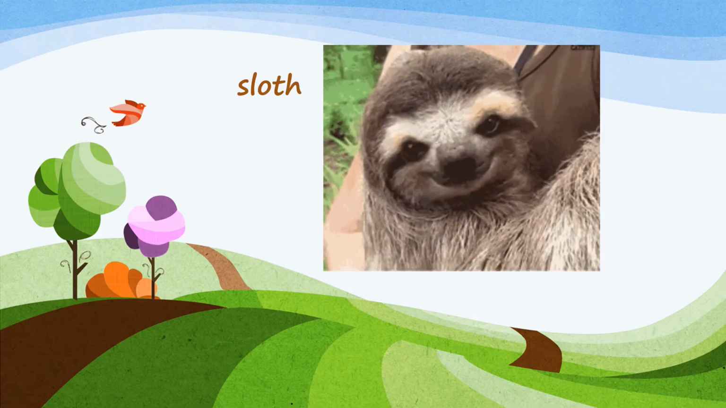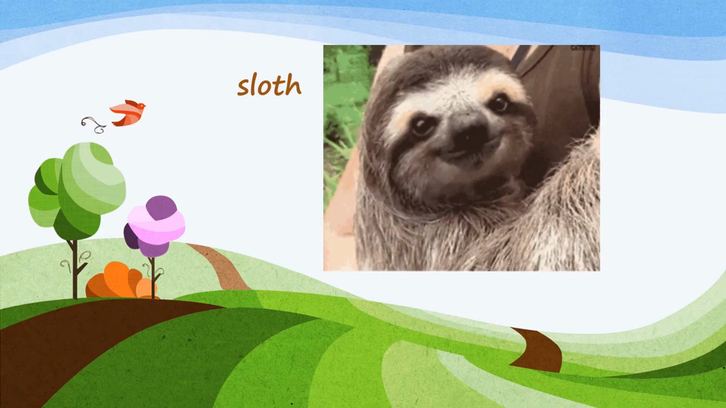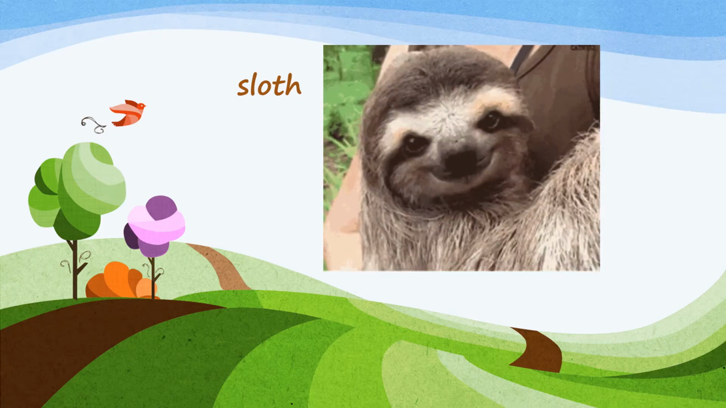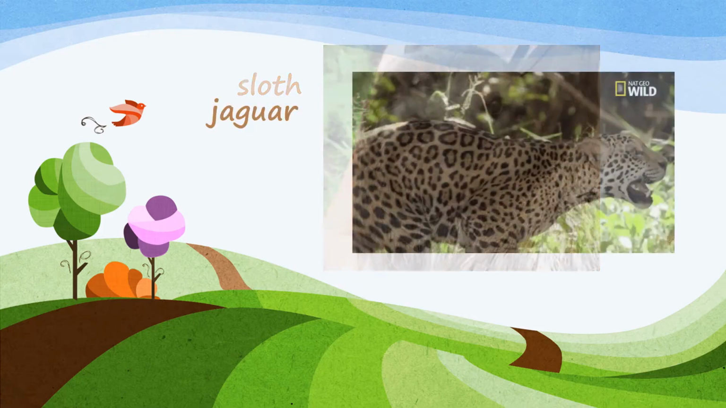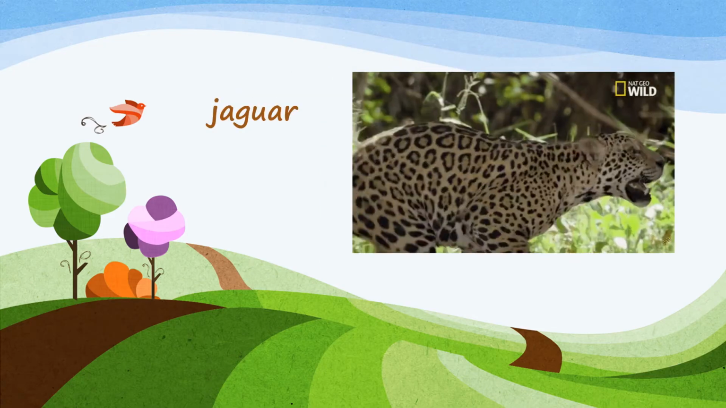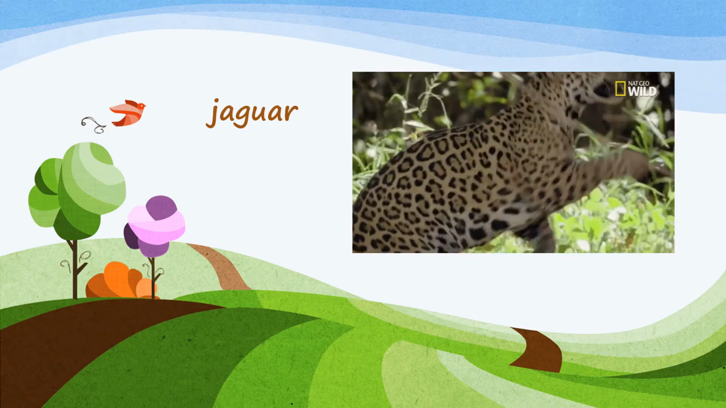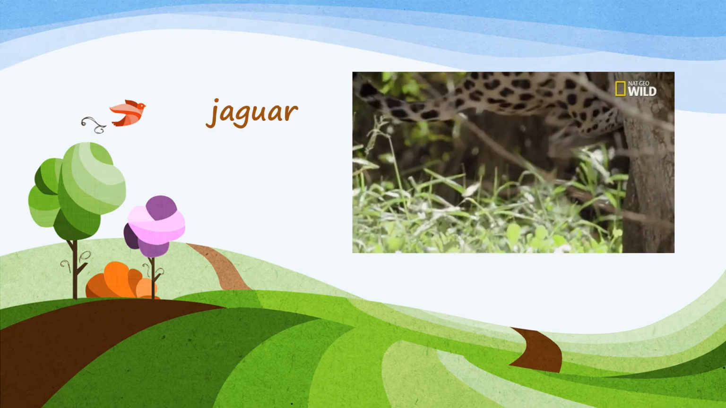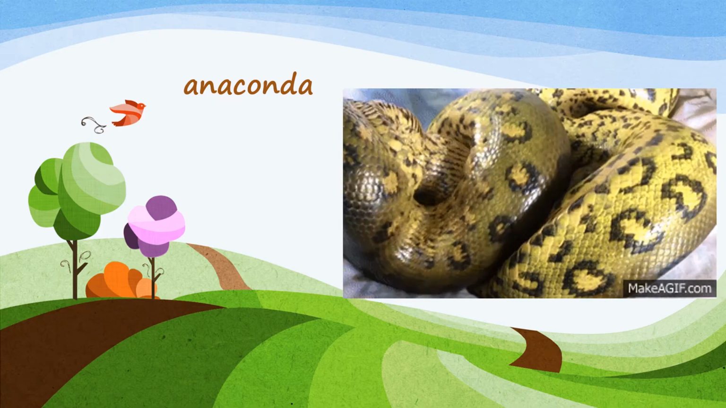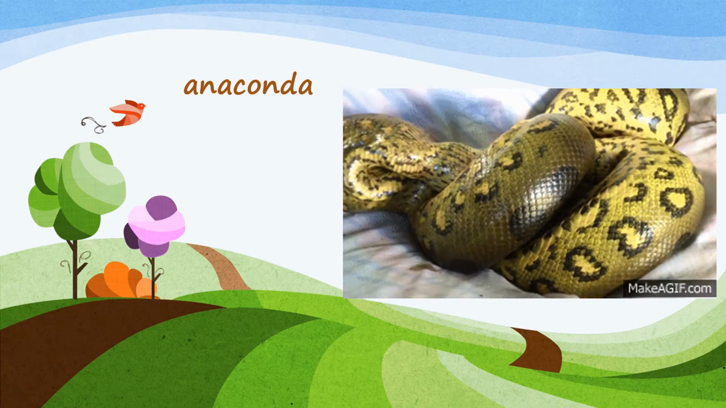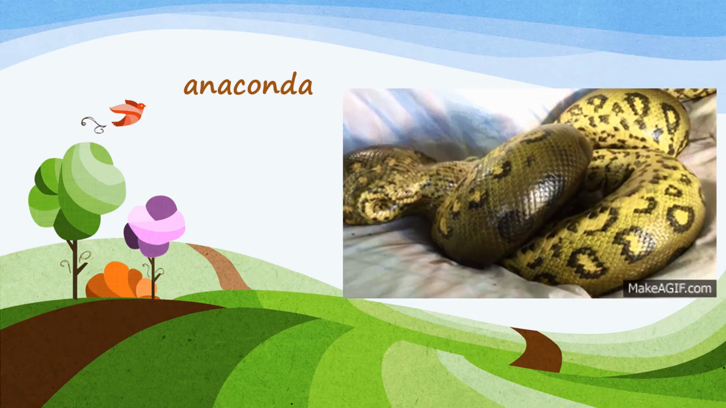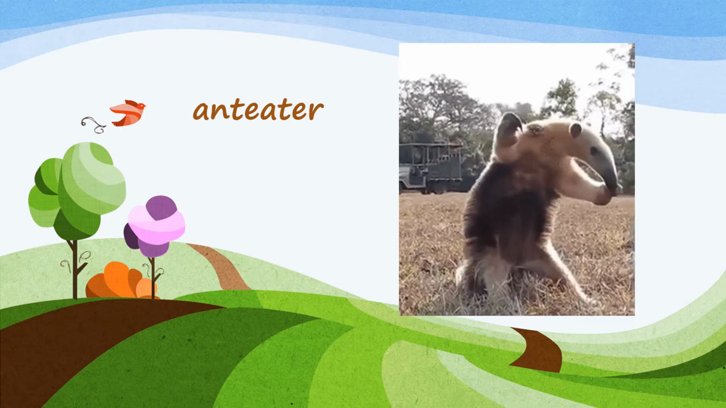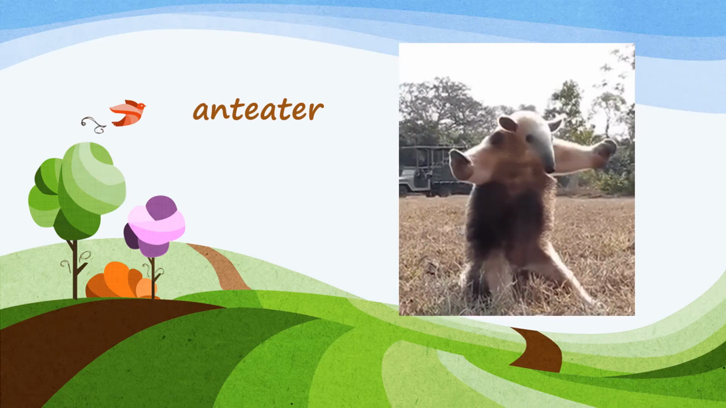Here are our vocabulary. First picture is called sloth. Sloth. This animal is called the jaguar. Jaguar. This is called an anaconda. Anaconda. One is anteater. Anteater.